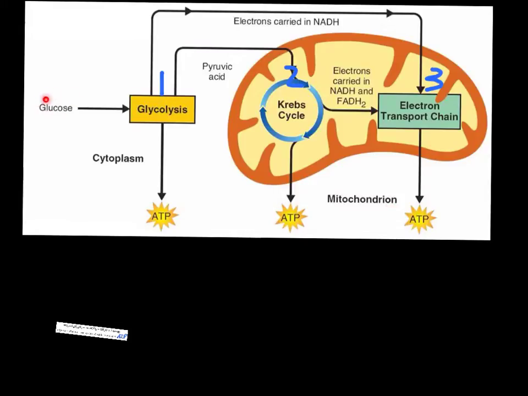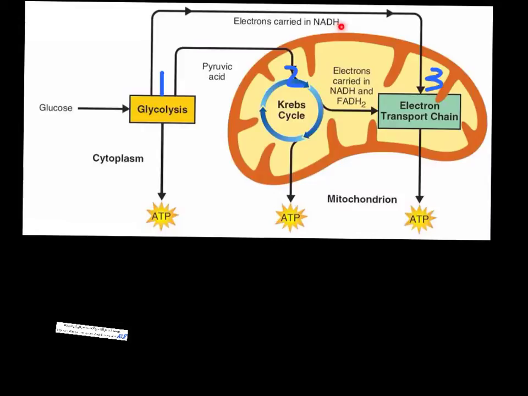There's one thing that's used to start this. It needs glucose. That glucose gets broken apart into something called pyruvic acid. You can see with the arrows here, the pyruvic acid goes on to the Krebs cycle. The other important thing that's made as a product of glycolysis that goes somewhere else is the NADH.